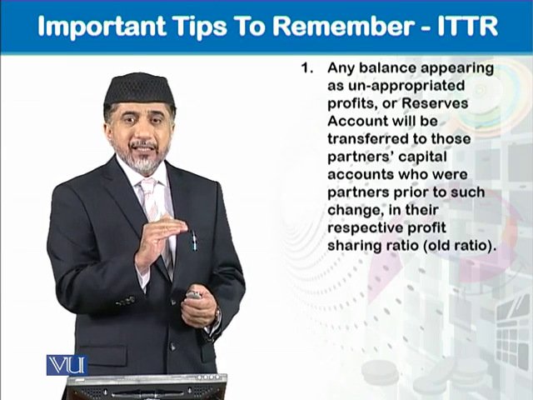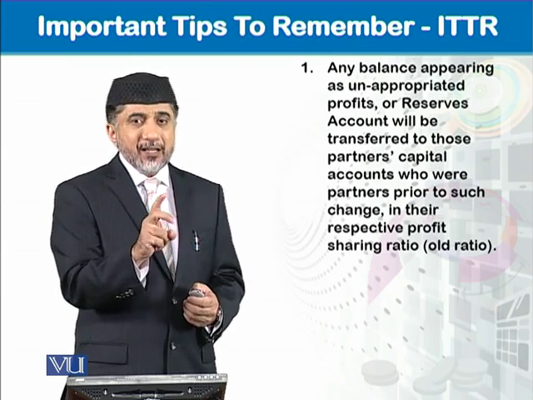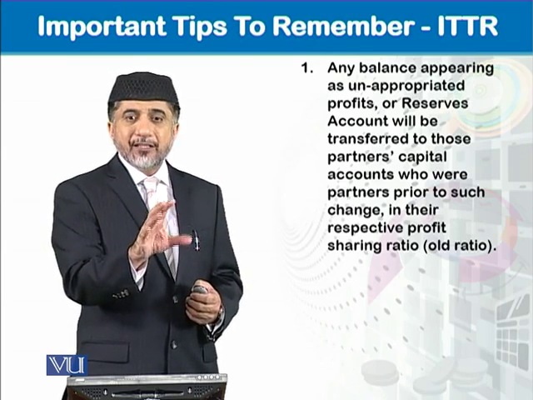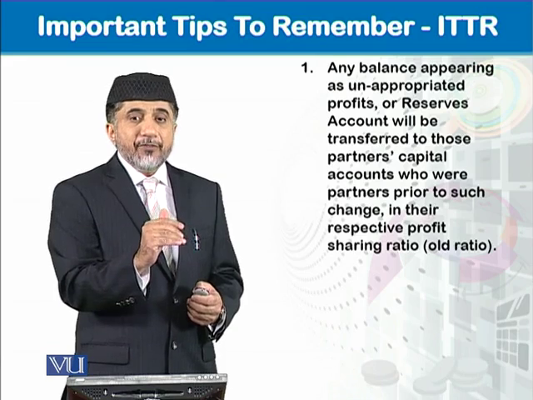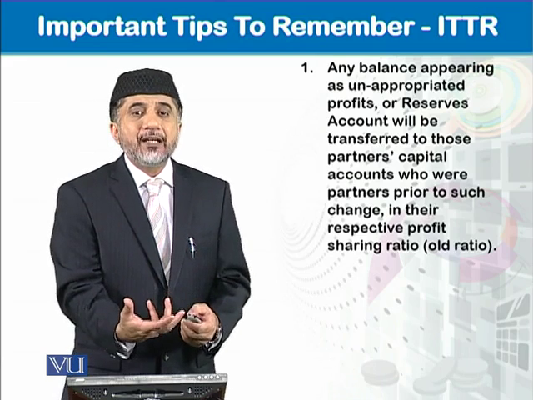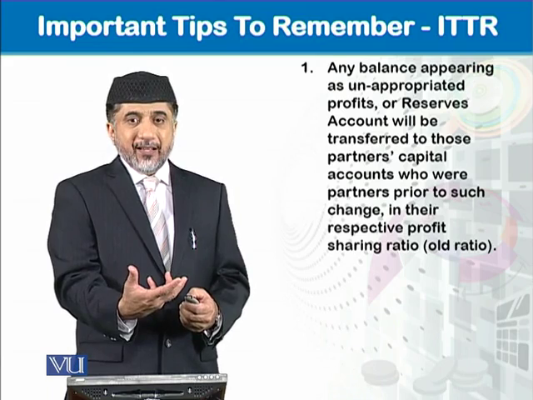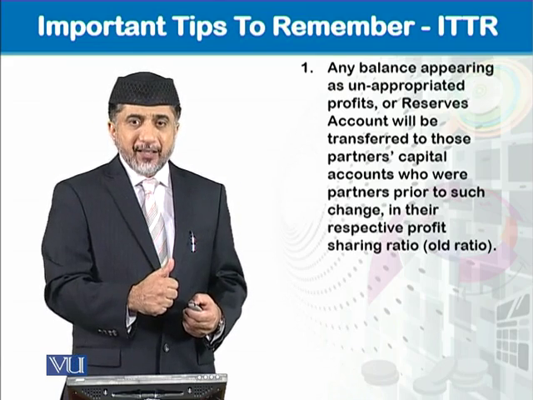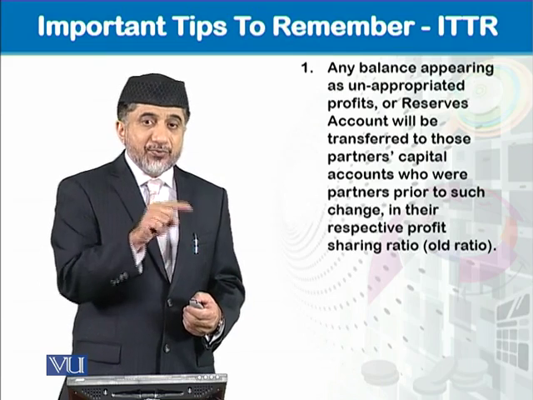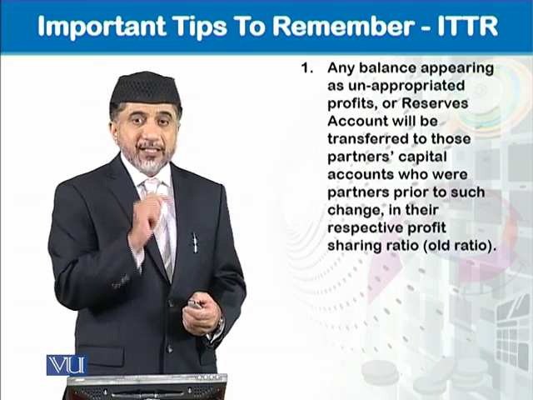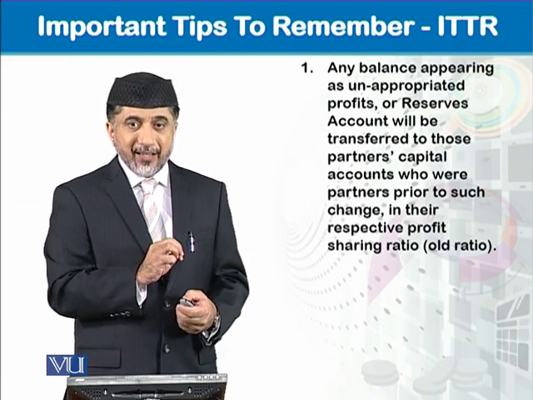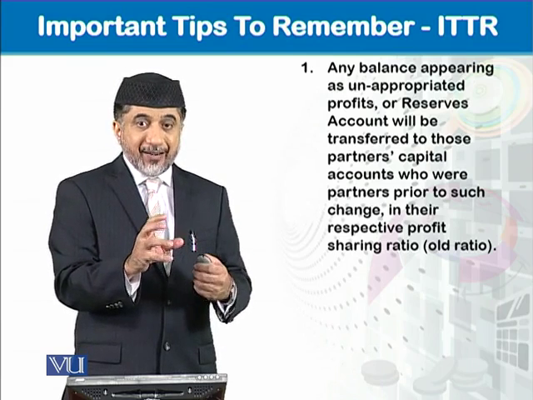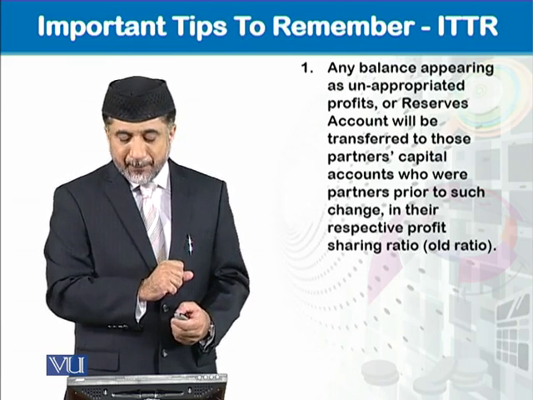The important thing here is that we look into the balance sheet. In the balance sheet, the capital account is there, the current account is there, which we know belong to the owners. And if there is undistributed profit appearing in the balance sheet under any name, reserves account for example, that will be transferred to the deceased partner's executor's account first, because this is the right of that deceased partner.